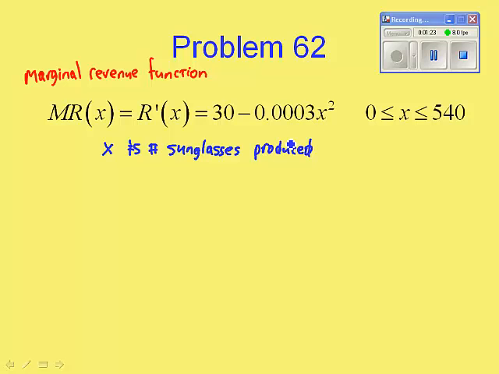Number of sunglasses produced. Well, this is a daily marginal revenue function. So that means per day. So they could make none, if they're off that day, or they can make up to 540 in a day. And then the units here, MR of x, those are dollars, right? Those are dollars.